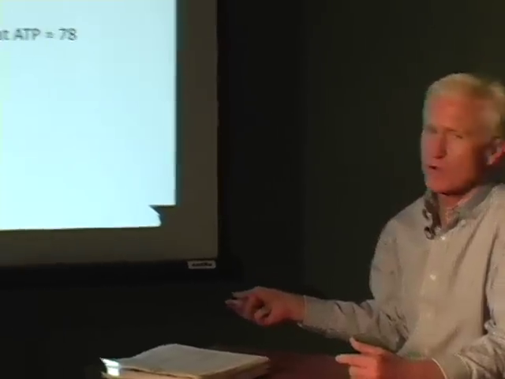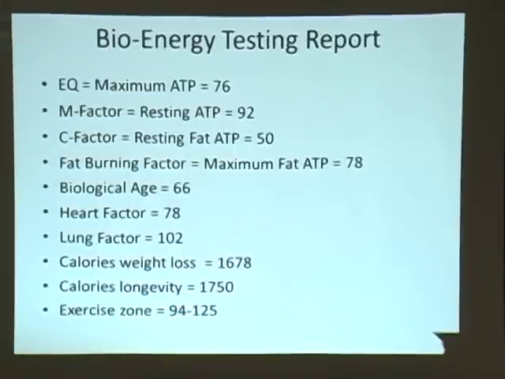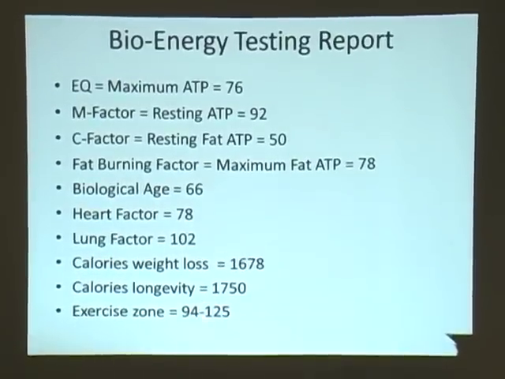Yeah, because he doesn't exercise at all. So right now he's in lousy shape, so he's going to have an exercise zone that shows that he's in lousy shape. As he gets in better and better shape, that exercise zone will change, and as we continue to measure his bioenergy testing report, that'll be reflected in his results. But for right now, his exercise zone is a heart rate that goes between 94 and 125.